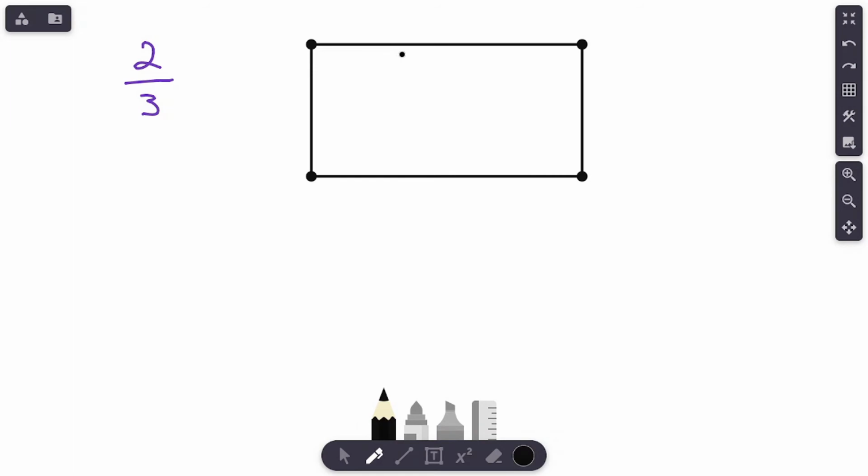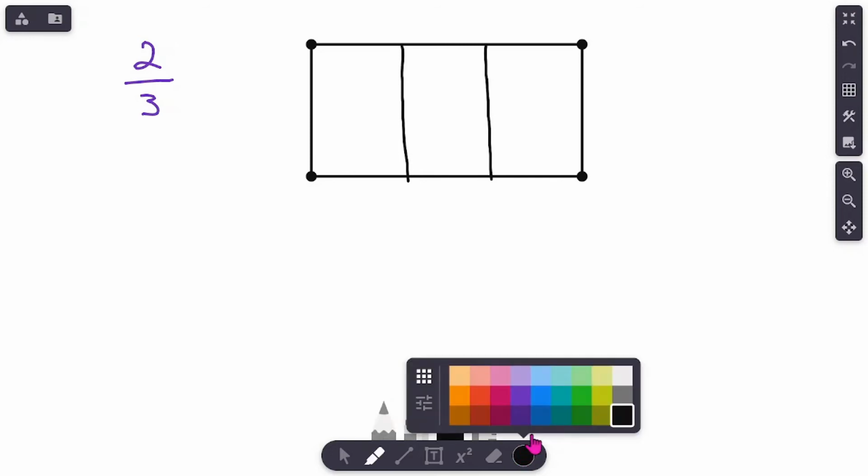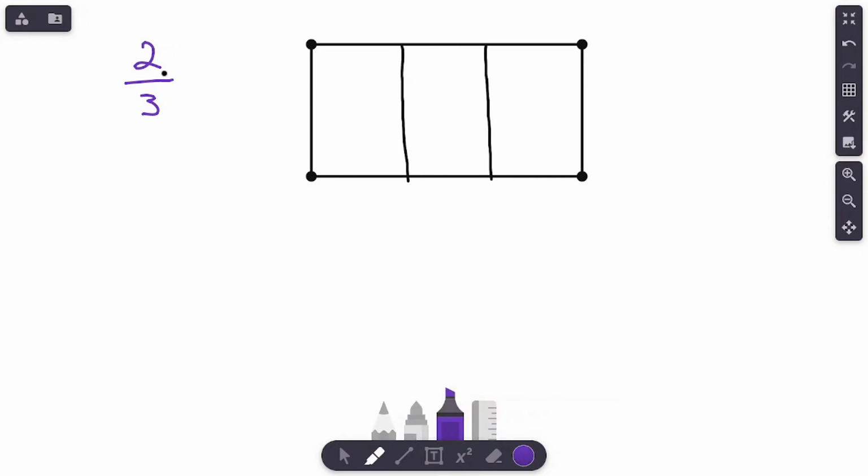So let me divide this into thirds. See how I do here. It's not bad. Not perfect, but not bad. So I broke it up into thirds. And how many sections do we have? What does our numerator tell us? It tells us we have 2 sections. So here is 1 section, there's 1, and here is 2 sections. There we go. All right, so we've got 2/3. Would you agree with that, that on this rectangle we have shown 2/3?